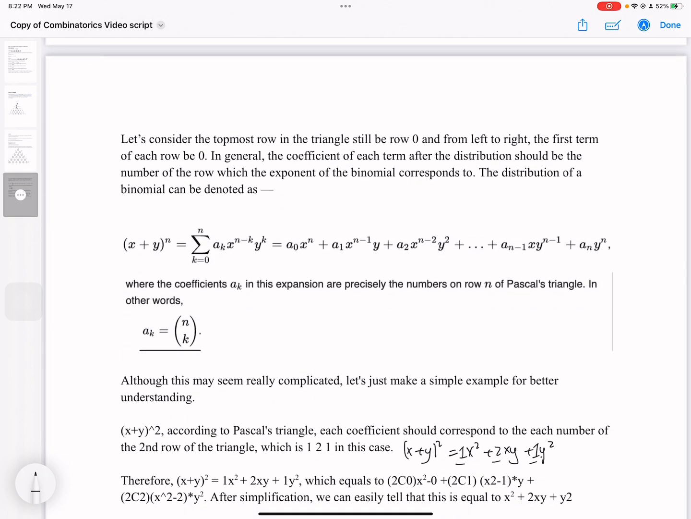So let's consider the topmost row in the triangle still be 0, and from left to right, the first term of each row be 0. In general, the coefficient of each term after the distribution should be the number of the row which the exponent of the binomial corresponds to. The distribution of a binomial can be denoted as the formula below.